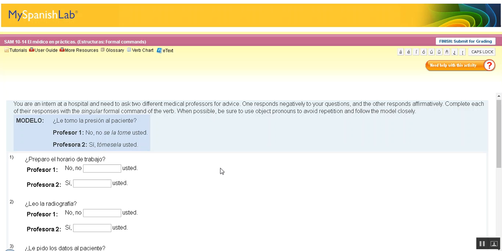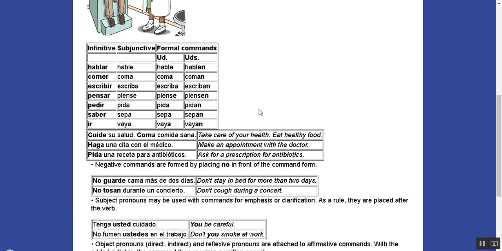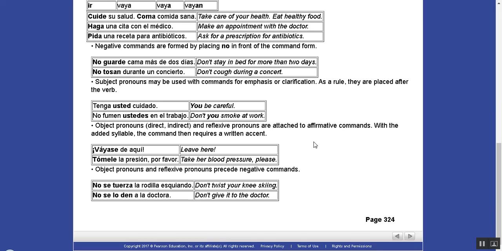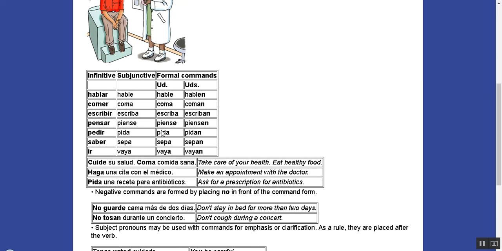1014. Here you're using commands. You're using affirmative and negative usted commands. So you're going to want to look at page, what page is this? 324. And they tell you that when you make the usted commands, you're going to use the same form, but where your pronouns, if you have direct and indirect object pronouns, where they go is different for affirmative and negative commands.